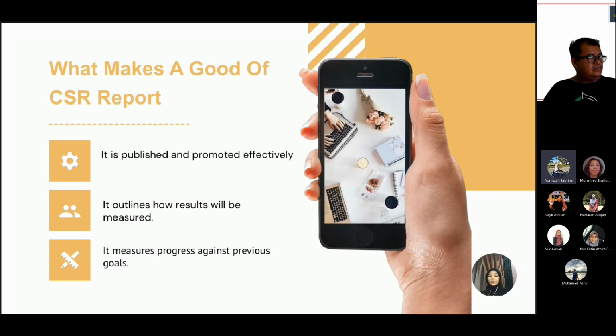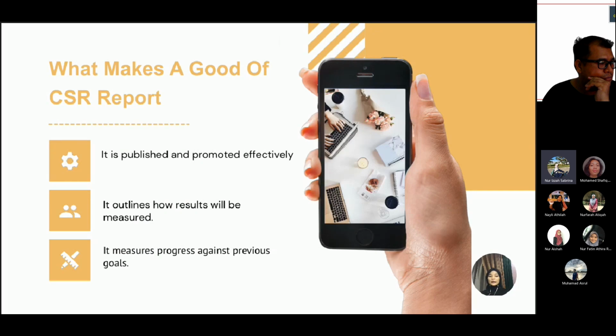The second one is it outlines how results will be measured. A company can demonstrate accountability by explaining all aspects of its process, including how progress will be measured. Clarity and transparency are crucial to building trust.